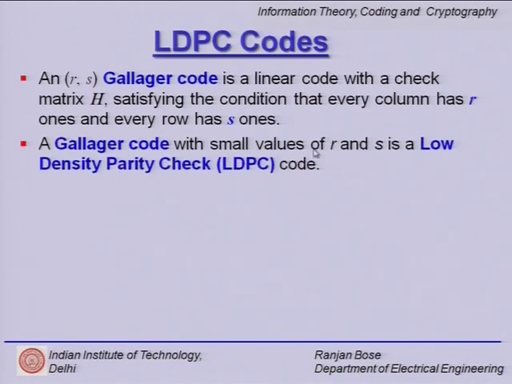So, a Gallager code with small values of R and S is basically a parity check matrix which is mostly zeros and a few ones in the rows and columns as dictated by R and S. By squeezing R and S, I can reduce the number of ones and thereby make it low density. Low density of what? Ones. So, it is a low density parity check code, and we will quickly come to the benefit of this.